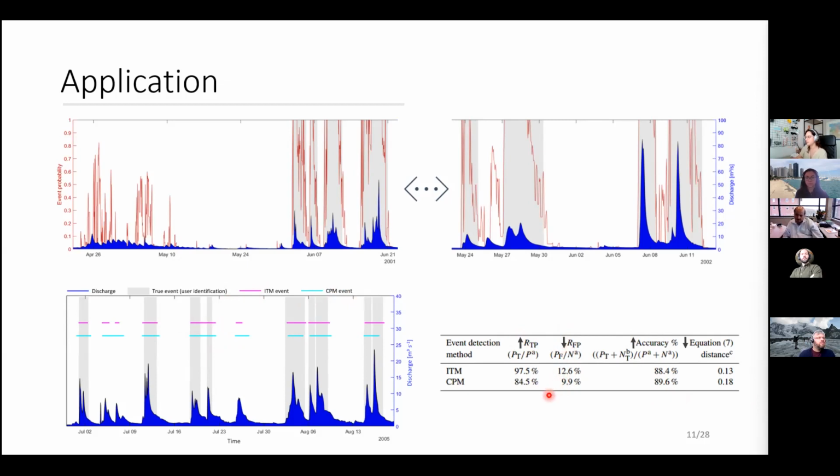So in summary, both methods showed competing accuracy, but for different reasons. Interestingly, our ITM method presented 97% of true event identification against 84 for CPM, at the cost of a higher false positive rate in relation to the physically based model.